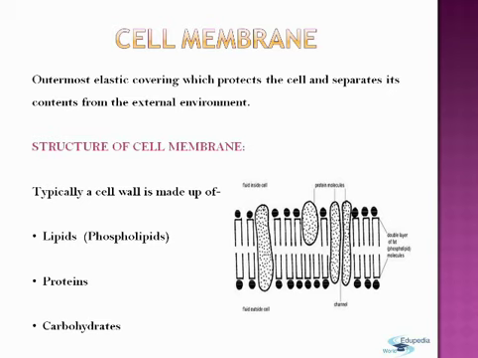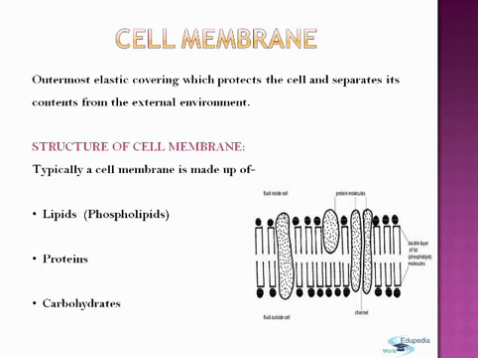But in case of the animal cell, the cell membrane is the outermost covering which protects the cell. If we see the structure of the cell membrane, typically a cell membrane is made up of the following things. It is made up of the lipids, the proteins and the carbohydrates.